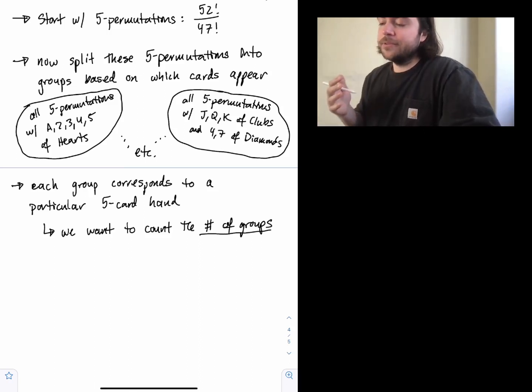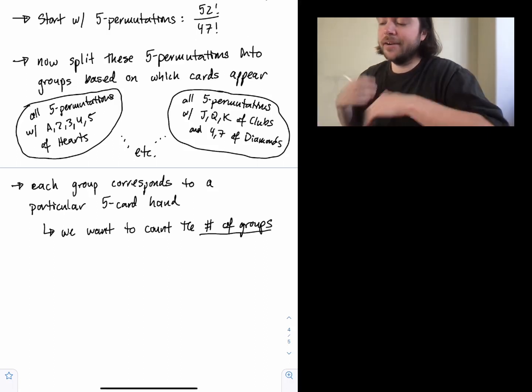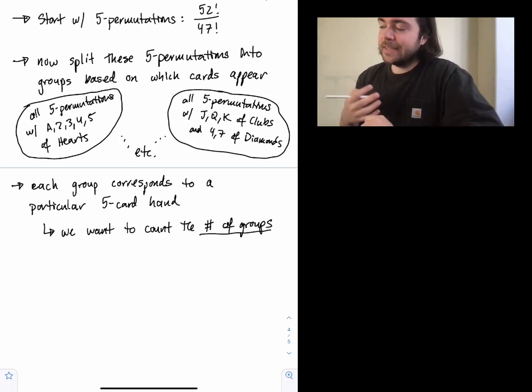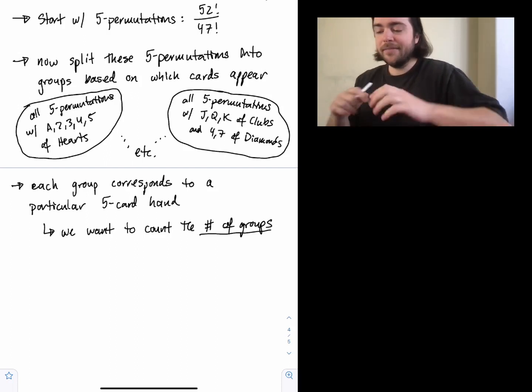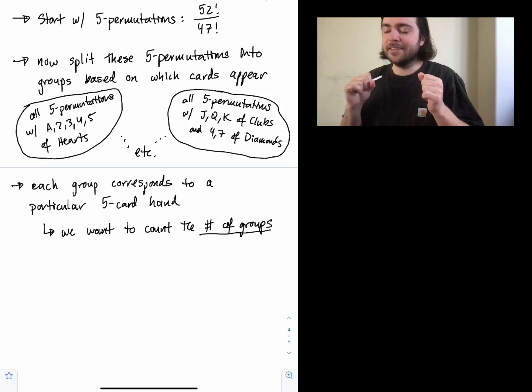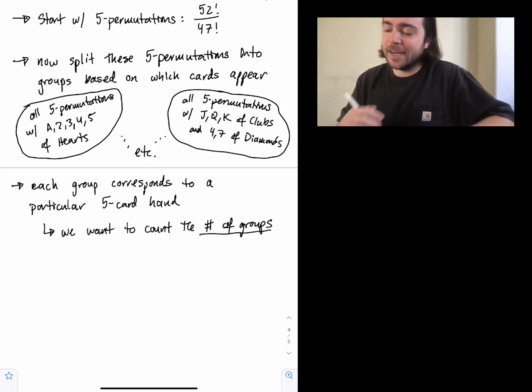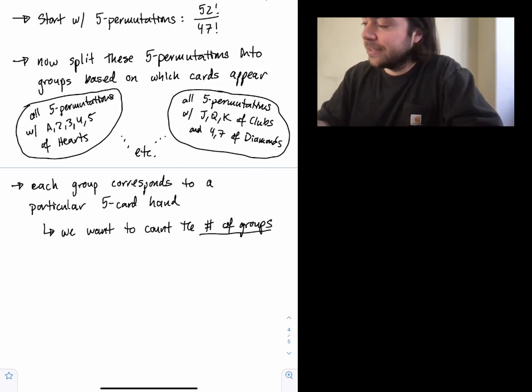So how can we do that? How can we get the number of groups? Well, we know how many total 5 permutations there are. We already calculated that. Now we split them all into groups. If it turns out that each group has the same number of 5 permutations in them, then if I take the total number of 5 permutations and divide by the size of each group, I should end up with the number of groups, right? Because the number of groups times the size of each group, if they all happen to have the same size, which they will, gives me the total number of 5 permutations. So just rearranging that equation, if I start with all the 5 permutations and divide by the size of each one of these groups, which will be the same number, I'll get the total number of groups and we'll be done.